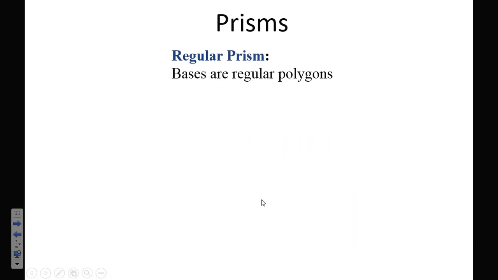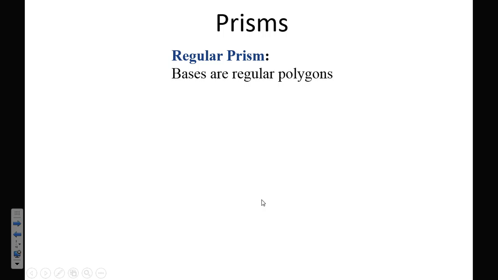So first we need to talk about the definition of a regular prism. A regular prism is a prism with bases that are regular polygons. Okay, that doesn't help us unless we know what a regular polygon is. So what's a regular polygon?